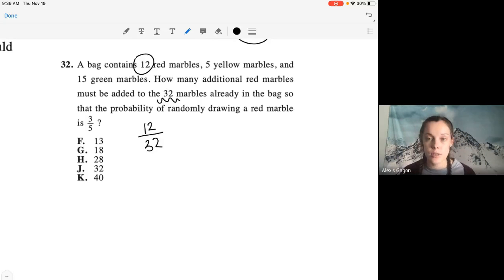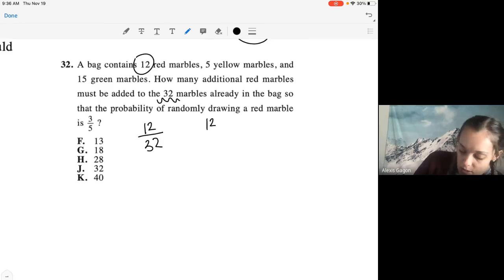So there's a couple ways to do this. I'm going to show you both ways. I'm going to show you one where it's kind of more guess and check, and then one where you just set up an equation. They're giving us answers here, so always use the answers when you can. This first one is saying, okay, well, what if we add 13 red marbles to this? So let's just try it.